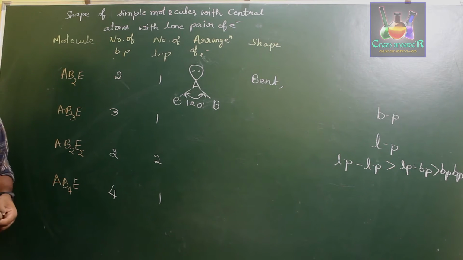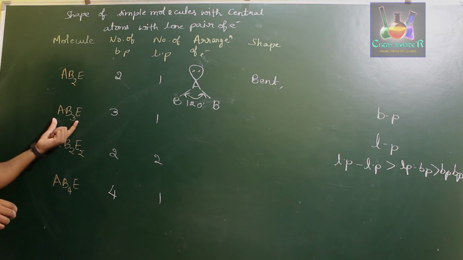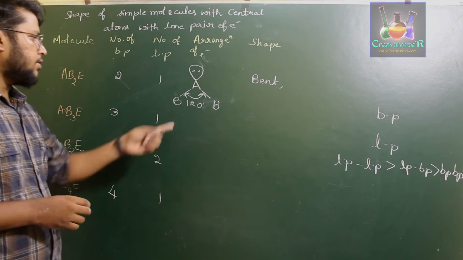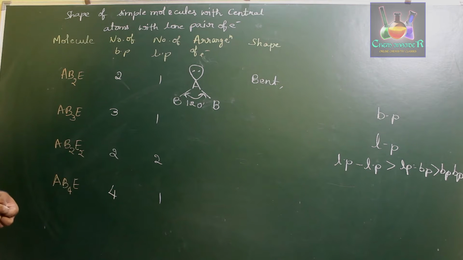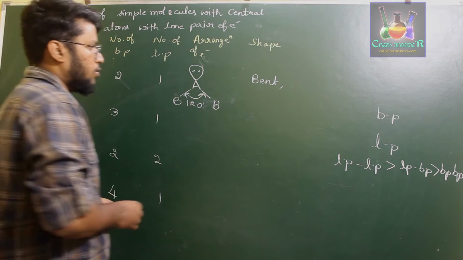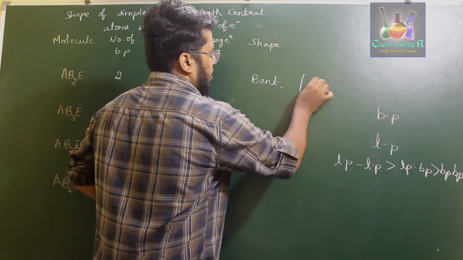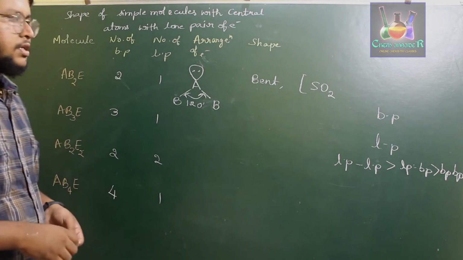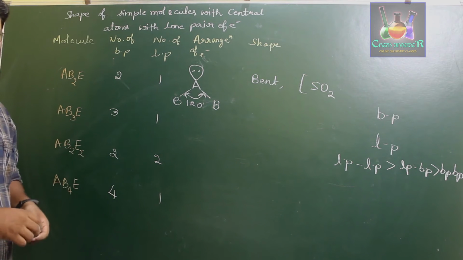Next, for the molecule of type AB3E. If you consider an AB3 molecule, it is supposed to have a trigonal planar geometry, but this AB3E molecule will have a trigonal pyramidal geometry. For the example of AB2E, we have SO2. SO2 can be taken as an example for this bent shape.